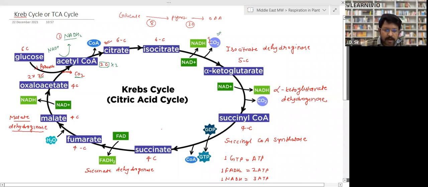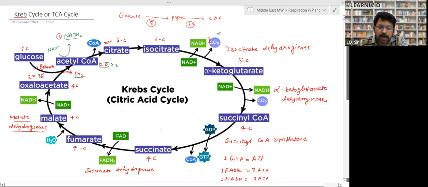And again, energy formation takes place. Formation of NAD to NADH2 takes place, and that is equivalent to 3 ATP. And isocitrate changes into alpha ketoglutarate. Again, 1 carbon dioxide molecule is lost, and this reaction takes place in the presence of the enzyme isocitrate dehydrogenase.